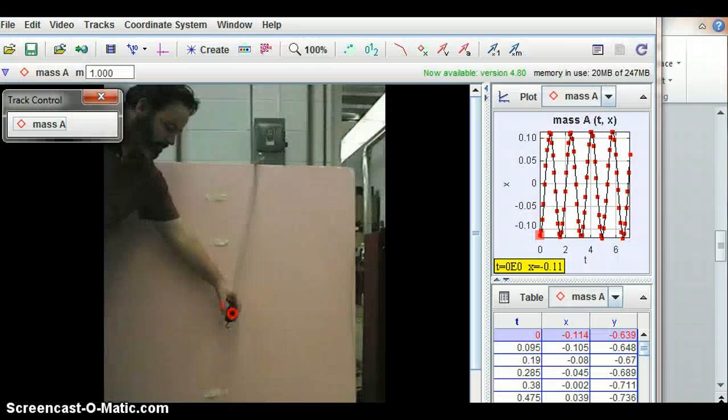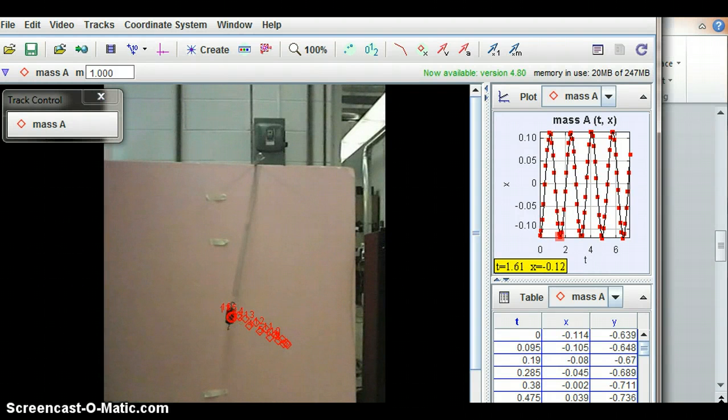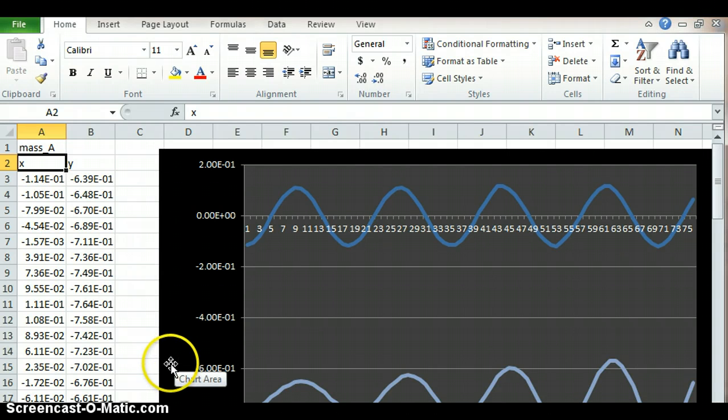By using Tracker we perform an experiment and we get the motion data. Here we see that the spring moves in both the x direction and the y direction. These are the values we obtain from the tracker. We put these values into an Excel sheet and form a graph. This graph shows the position of the object in the x direction, and the gray line graph shows the position of the object in the y direction.